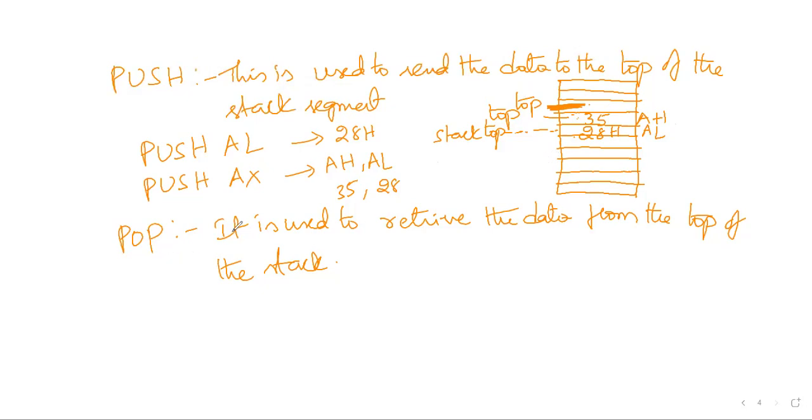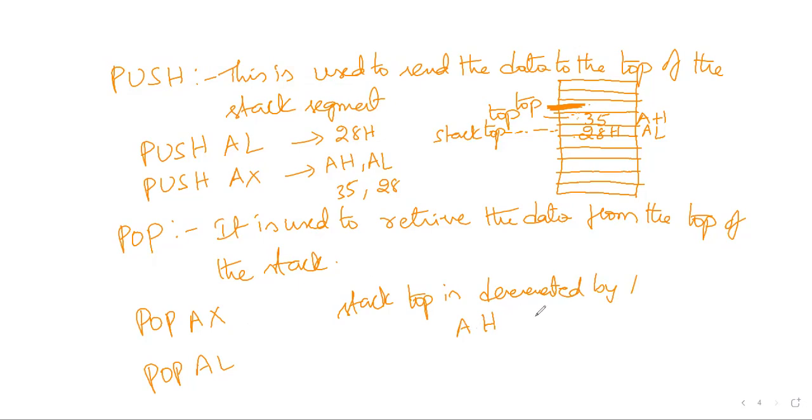Now the POP instruction. Now we are retrieving back the data from the top of the stack. For example, if I am giving POP AX, currently it is showing the top like this. When I give POP AX, what happens? First, the stack top is decremented by 1, and the AH register contents are taken back. That means this number is copied into the AH.